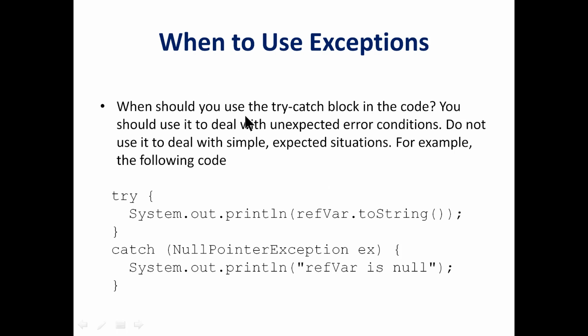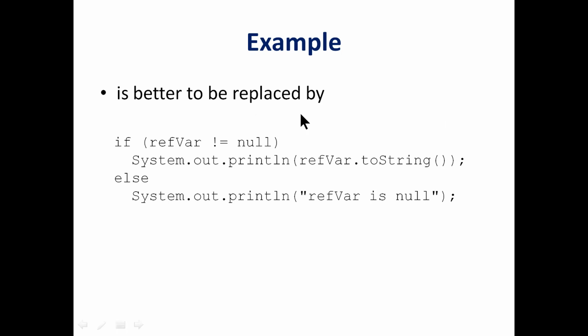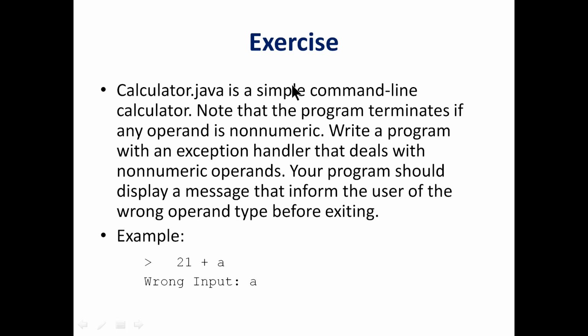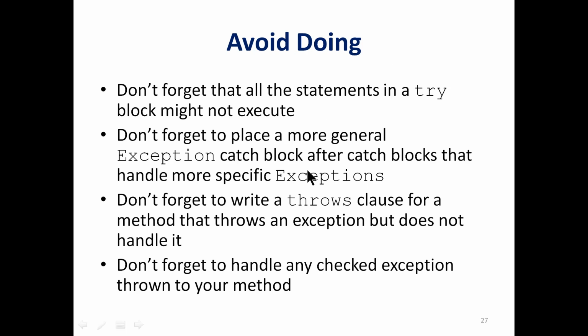When to use exceptions? When should you use a try catch block? You should use it to deal with unexpected errors, because sometimes some method calls are defined such that you have to handle the exception. There is no choice, as a rule. But sometimes we don't know the problems, so we use exceptions. For example, try System.out.println of a reference variable's toString, but it may happen that this variable is not initialized, so it's a null pointer exception. The reference variable is null. A better way is to check that the reference is not null, otherwise it is null. This is an exercise and we can talk about it.